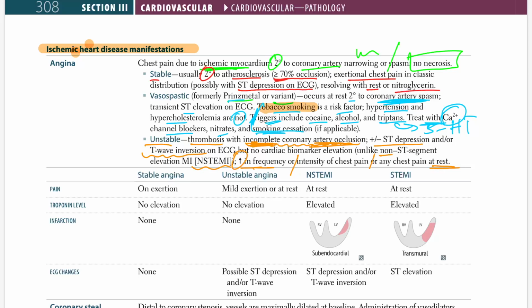So now, the important thing is this table. So let's look at this table now. What do we have in this table? Let's just change color and start with the first one, which is called stable angina. Stable angina, there's a pain on exertion. So just on exertion, you're going to have pain. Troponin levels are not high.